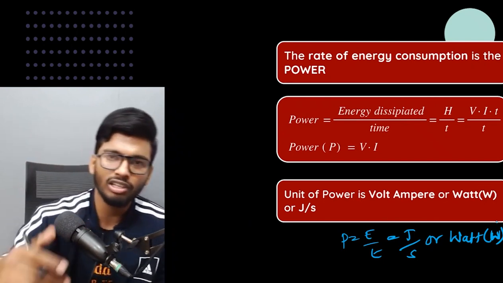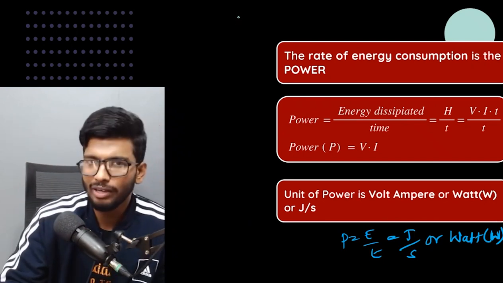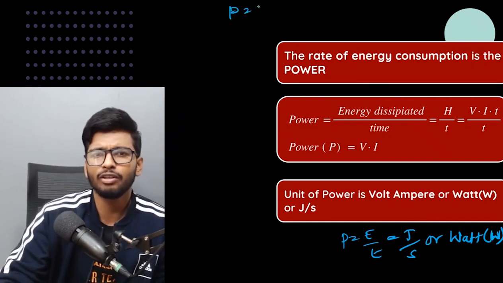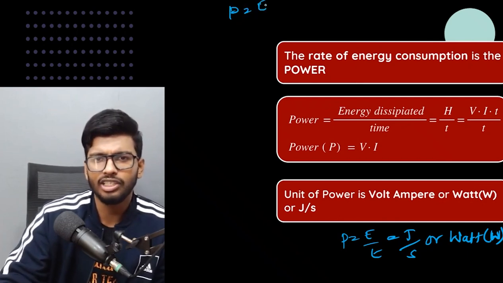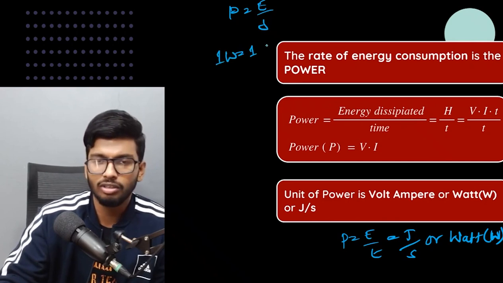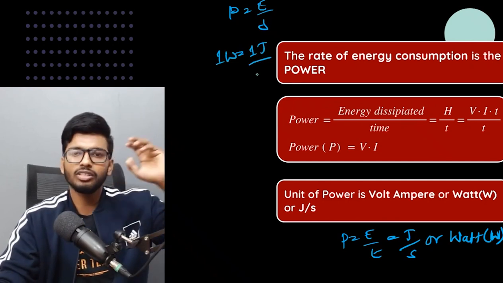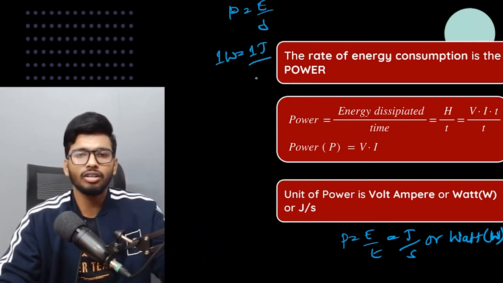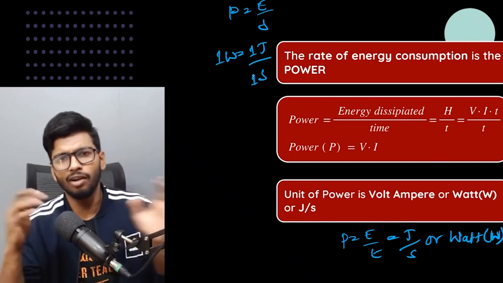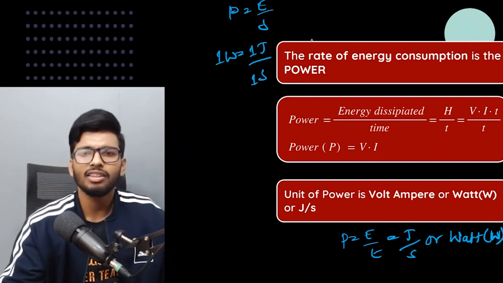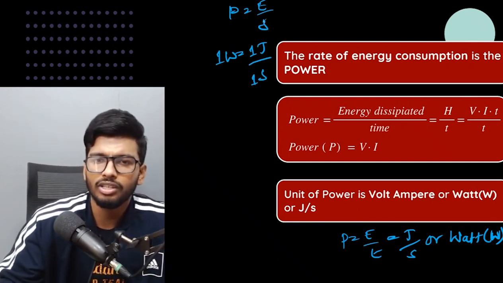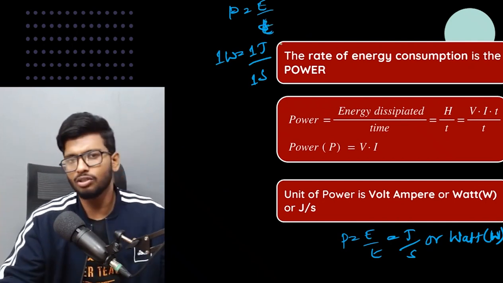So if you're ever asked to define what is 1 watt, people, there are two ways to define it. One is, we know that power is equal to energy by time, so the power is said to be 1 watt when 1 joule of work is done in 1 second. That is what is called 1 watt.